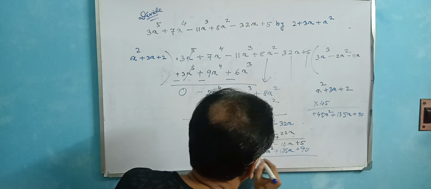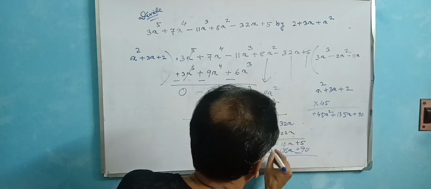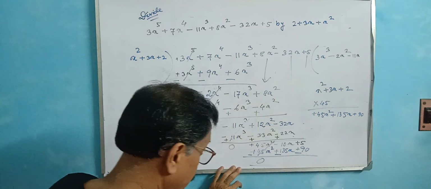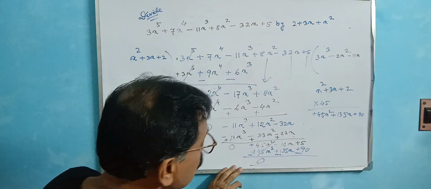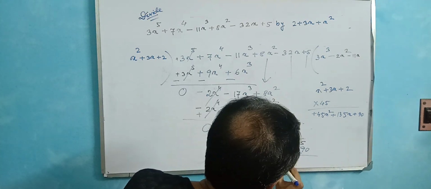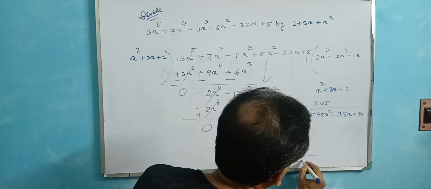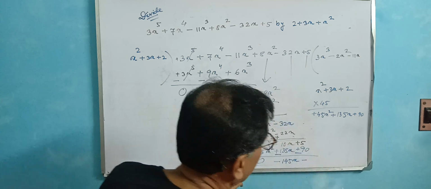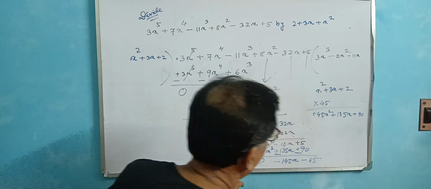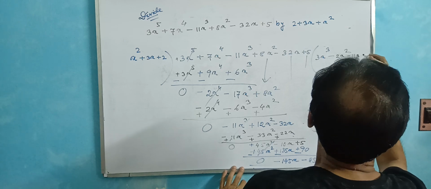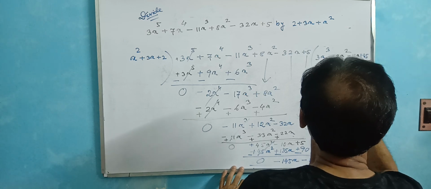Sign change: plus is minus, plus is minus, plus is minus. This part is cut, 0. This part is cut, 0. Same sign, addition. So this is minus 145x. This is minus also, because plus becomes minus, so minus 85. And here is the sign plus 45. This is the answer.